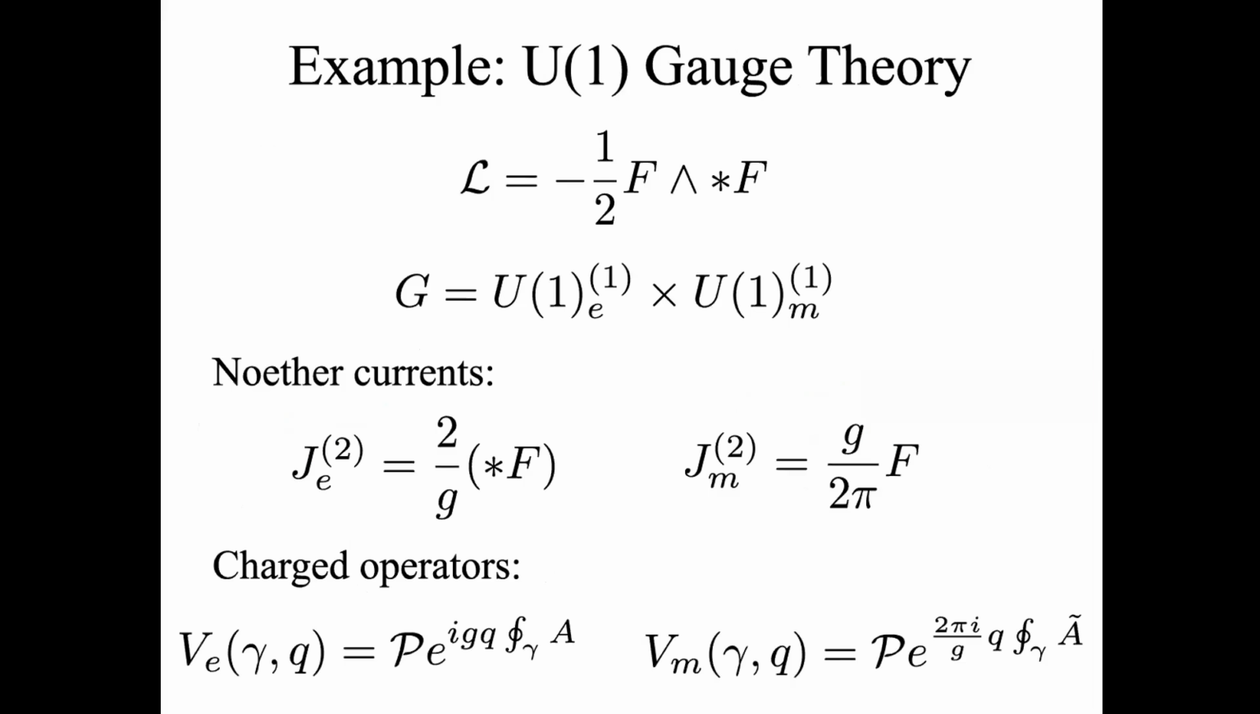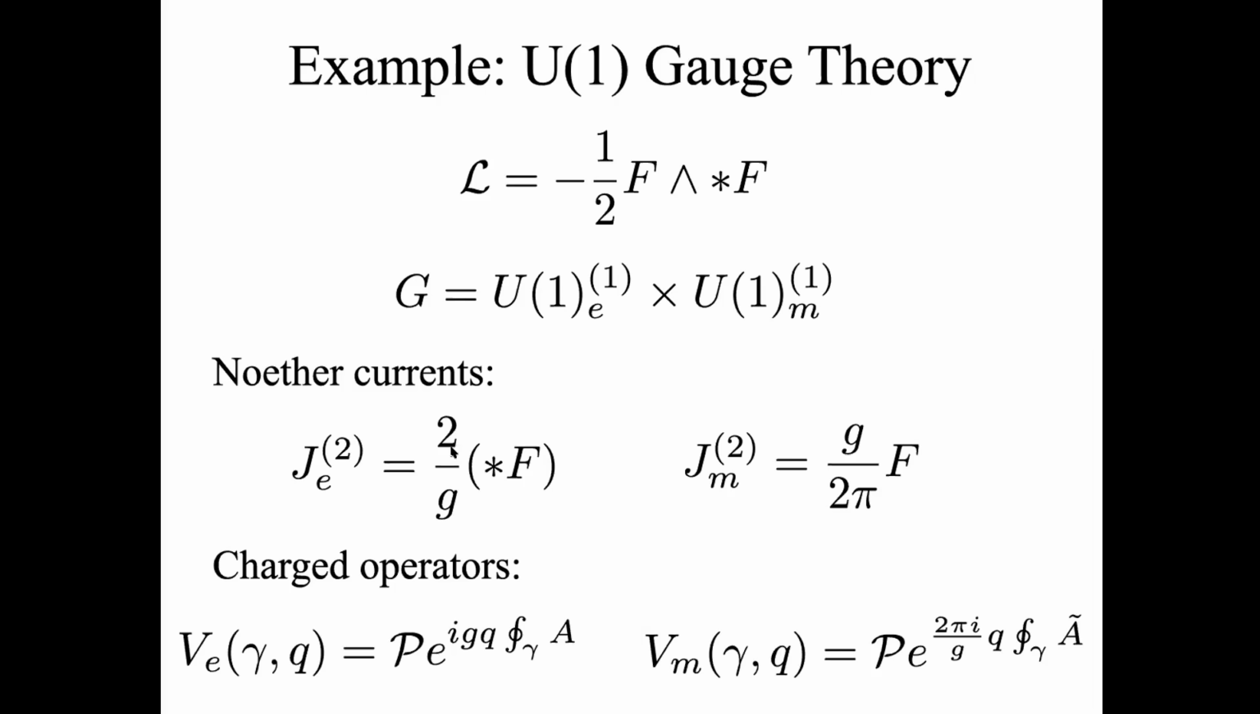So a simple example, we can consider U(1) gauge theory. So just the ordinary Maxwell term. There are no electrically charged particles. There are no magnetic monopoles. In this theory, there will then be two U(1) one-form global symmetries, an electric one and a magnetic one. And the associated currents in 4 dimensions are two-forms.